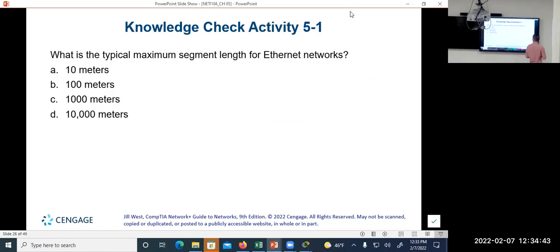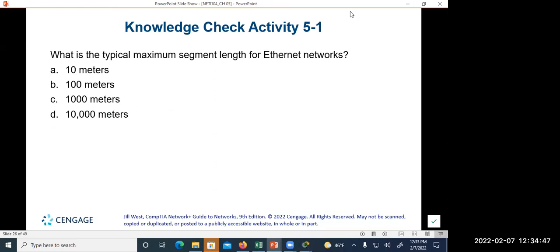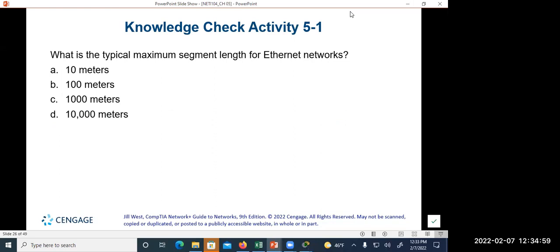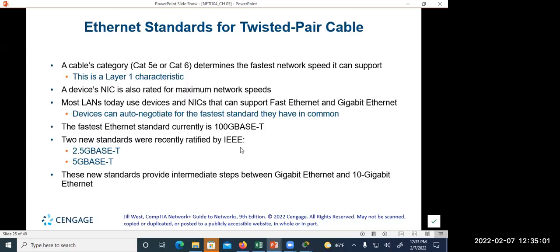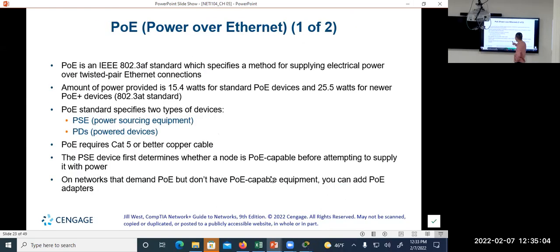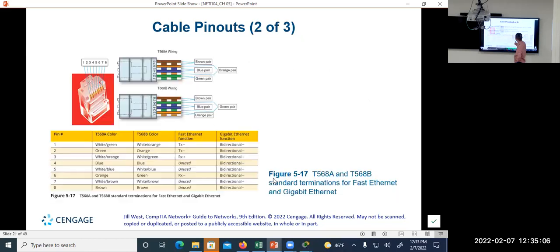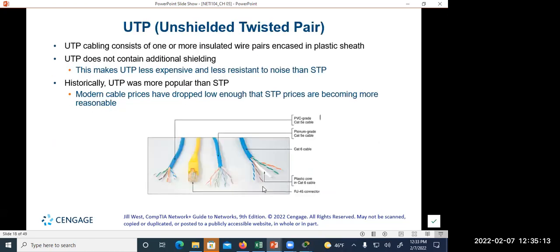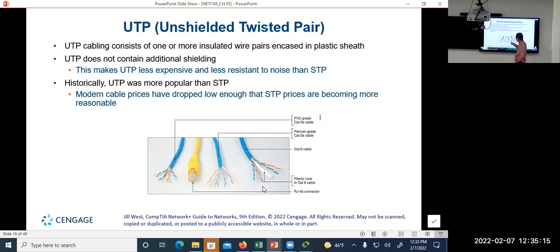What do you think for this one? It's A, right? 10 meters. What do you think? What's the maximum length of Ethernet network? Is it A? 100. Right? Is it 100? Yes, it's 100. I think I mentioned it somewhere. So I mentioned that it is the 90 meter or the 100, right?